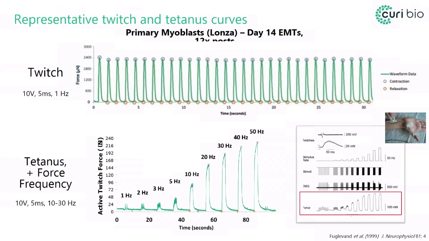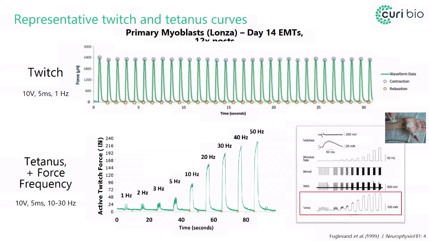When we get the recording from the magnetic device, it plots it in terms of force versus time. We get nice twitches. So in this case, this is a stimulated primary myoblast EMT, where we're pacing this thing at 1 hertz. You can put electrodes into the machine and push a button, and you get this thing to actually twitch. But even more importantly, we're able to actually replicate tetanus and force frequency, which are hallmarks of maturity in skeletal muscle systems.